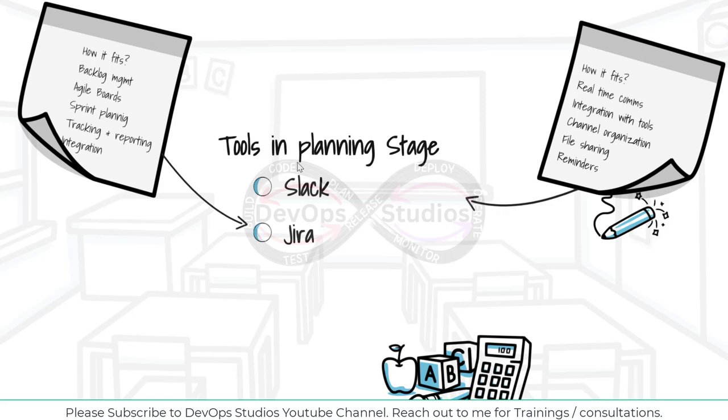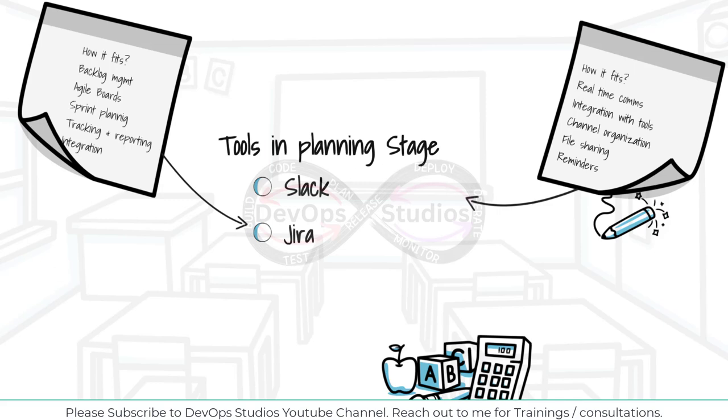So the benefit of using Jira is it provides us a very clear structure for managing tasks and tracking progress, and we can encourage transparency and accountability. And also it supports agile methodologies like Scrum and Kanban. And then the last tool which we're going to discuss in this video is Confluence.